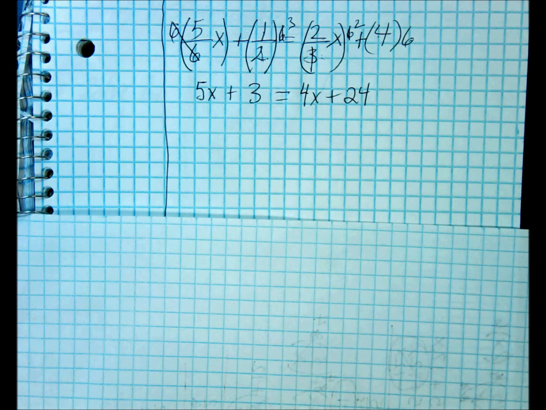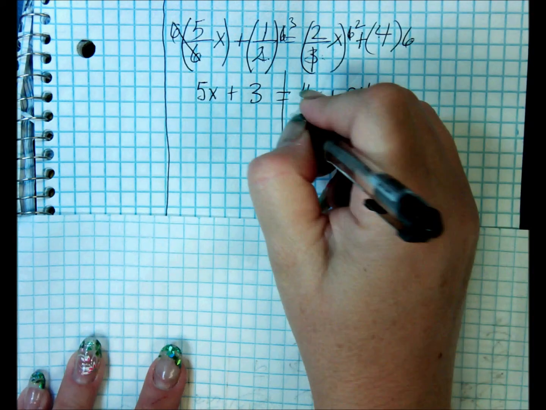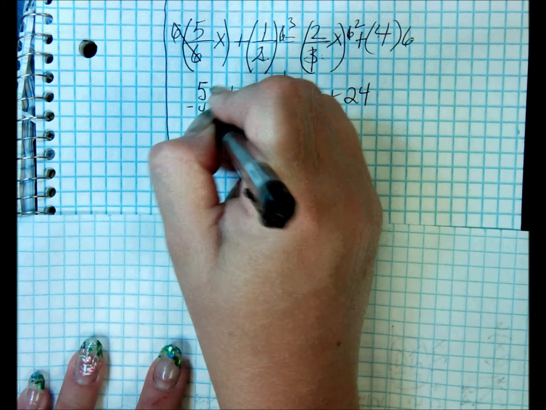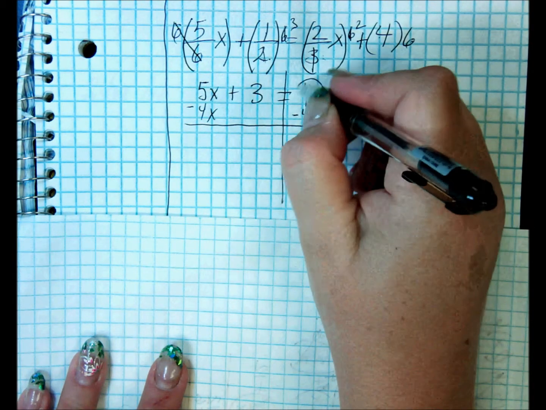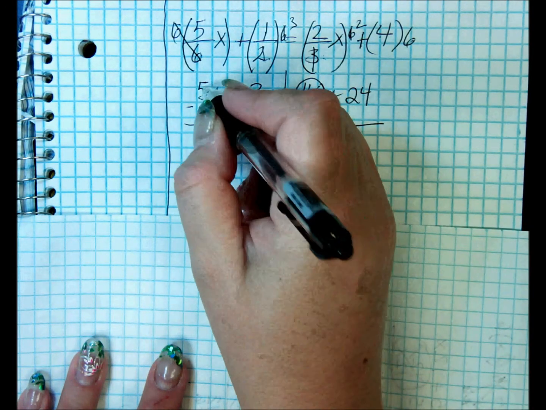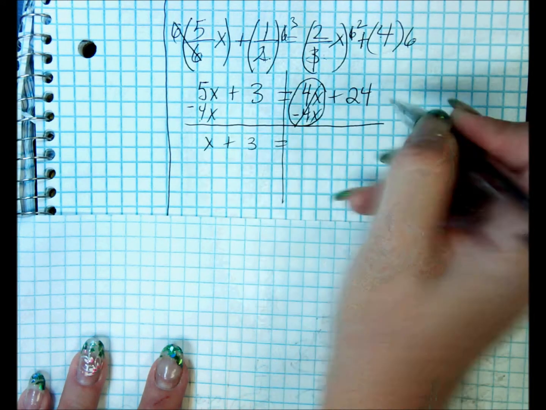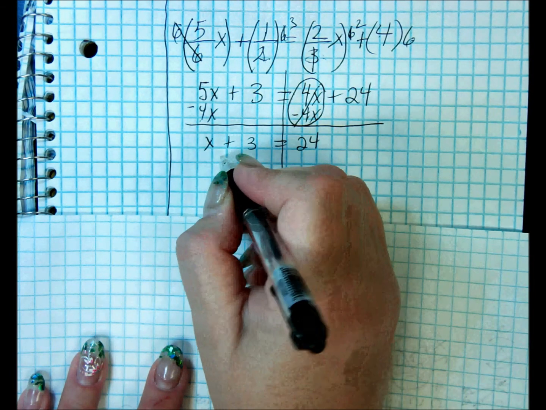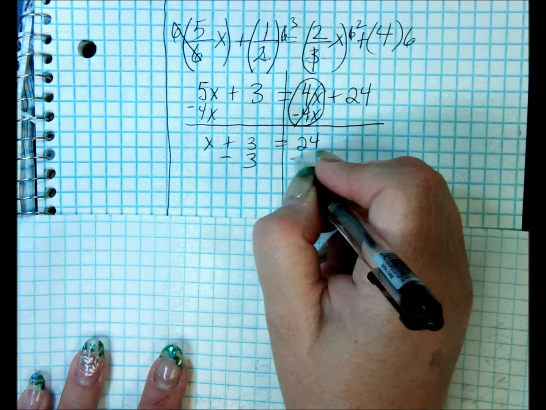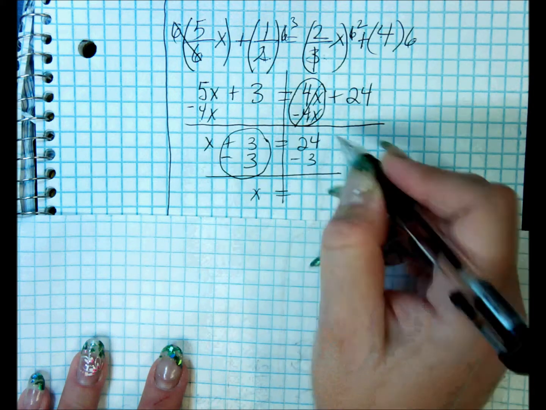No parentheses, so no cleanup. No like terms on the same side. So now we want to get the variable by itself. Subtract that 4x from both sides. Again, I could subtract by 5x. It's just a choice. 4x minus 4x does give us the 0 we're hoping for. 5 minus 4 gives us 1. Plus 3x equals 0 plus 24. And now we're going to go ahead and add and subtract. It's a positive 3. Opposite would be negative 3. That gives me my 0. X equals 21.